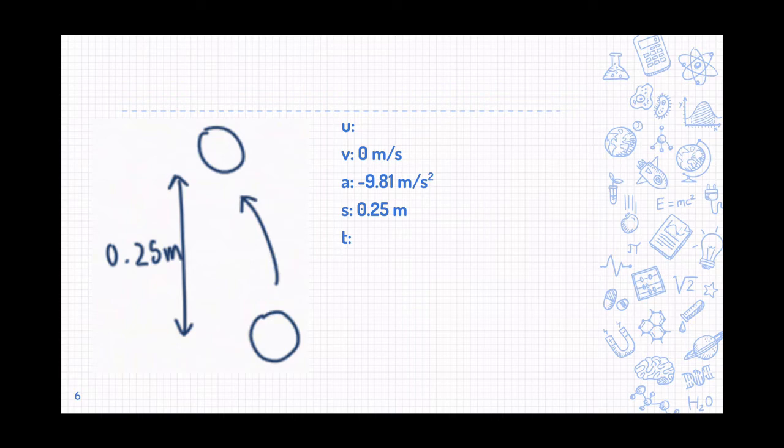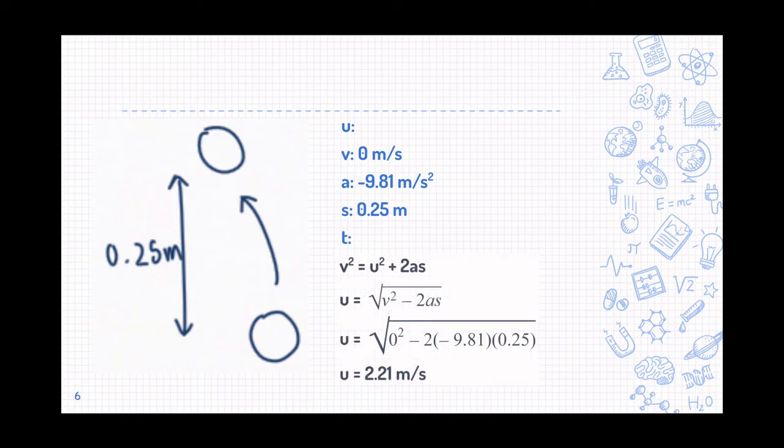And lastly, it is given to us that the displacement of the ball is 0.25 meters, and we are looking for the initial velocity. By listing out all the variables that we know, we can narrow down which equation we are supposed to use. So for this example, we can actually use the third kinematic equation, V squared equals U squared plus 2AS, to solve for initial velocity. And the initial velocity solved will be 2.21 meters per second.